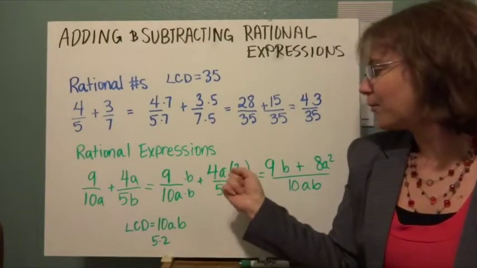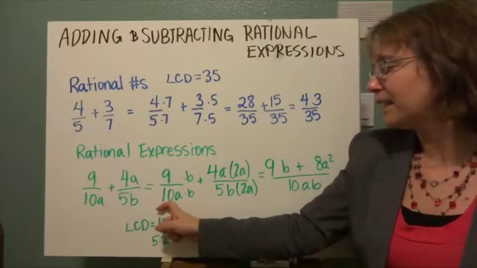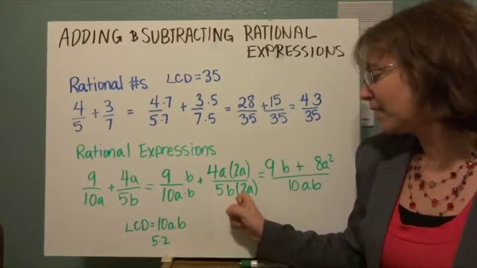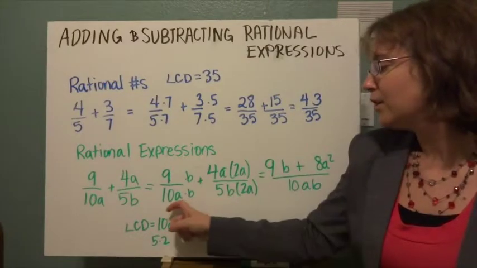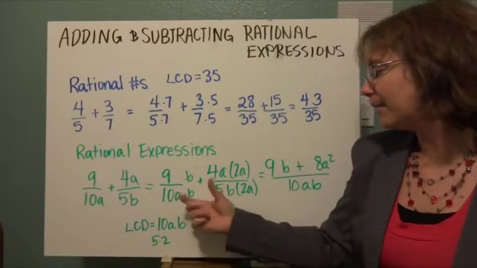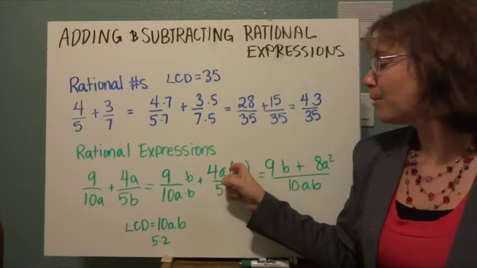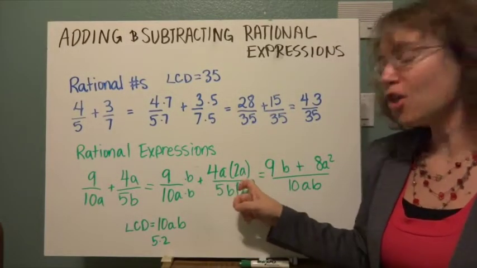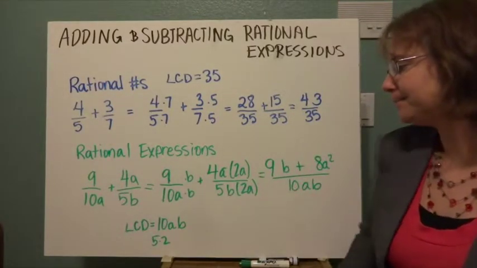So then I go ahead and multiply through. I have 9b. On my denominator, I have 10a times b, or 10ab. I have the same here. That 2 times 5 is 10ab. That's just a different order. So I have something over 10ab, something else over 10ab, and I can combine them. So I have 9b plus, I can multiply that 4 and the 2, that's 8a squared, and that's all over 10ab, my common denominator.